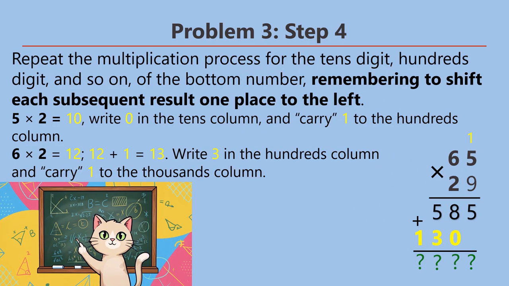Step 4. Repeat the multiplication process for the tens digit, hundreds digit, and so on, of the bottom number, remembering to shift each subsequent result one place to the left. 5 times 2 is equal to 10, write 0 in the tens column, and carry 1 to the hundreds column. 6 times 2 is equal to 12, 12 plus 1 is equal to 13. Write 3 in the hundreds column and carry 1 to the thousands column.